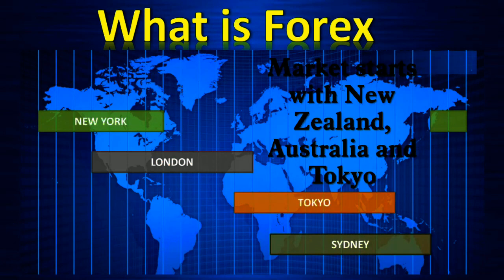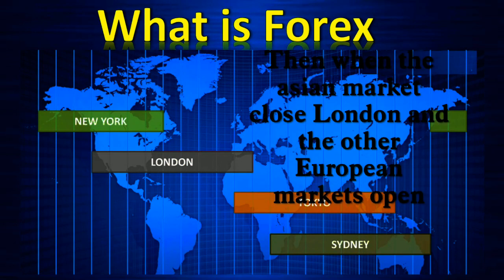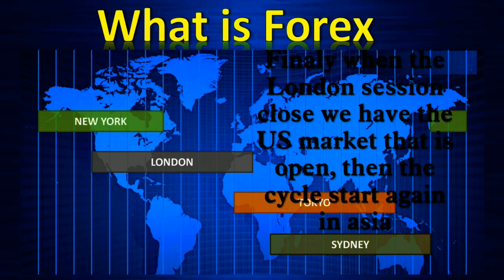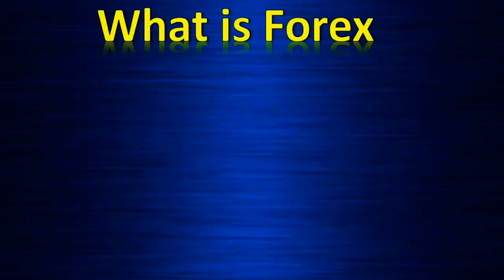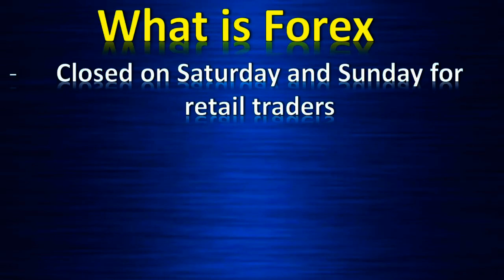The market opens with the New Zealand, Australia and Tokyo session. Then when the Asian session closes, London and the other European markets open. Finally, when the London session closes, the United States session opens, then the cycle starts again in Asia. This market is closed on Saturday and Sunday for retail traders.